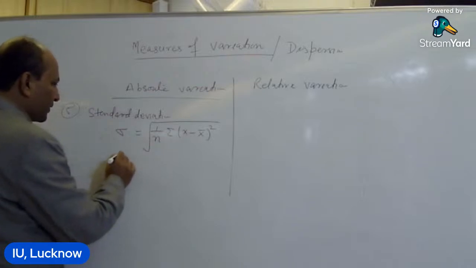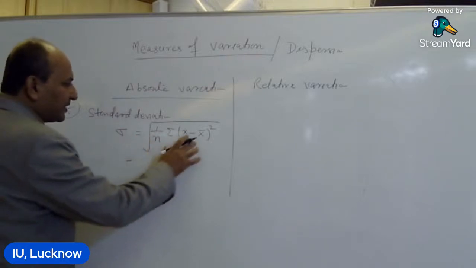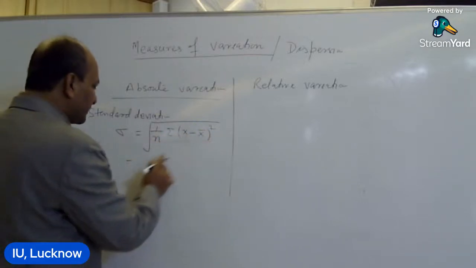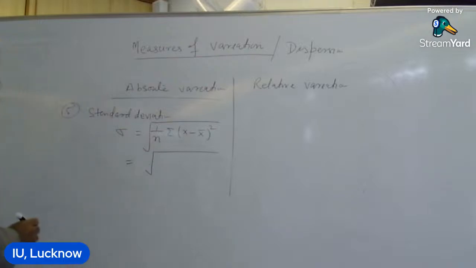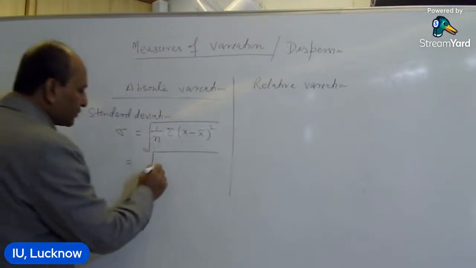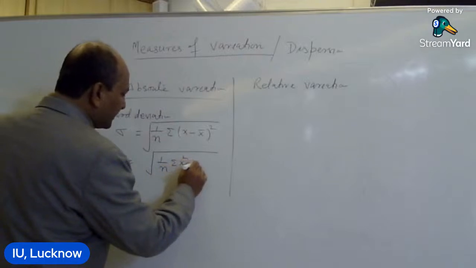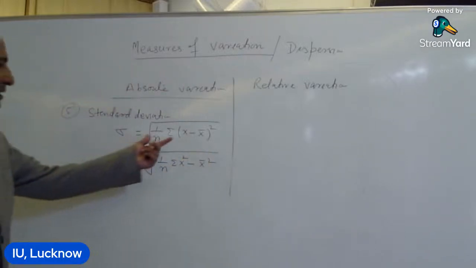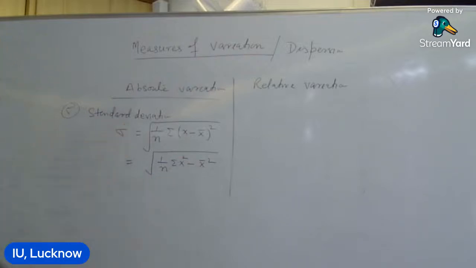This formula can also be simplified. (x minus x bar) whole square, on simplification, can also be written as 1 upon n summation x square minus x bar square, all under the square root. So either you can use this formula or this one for the discrete case.